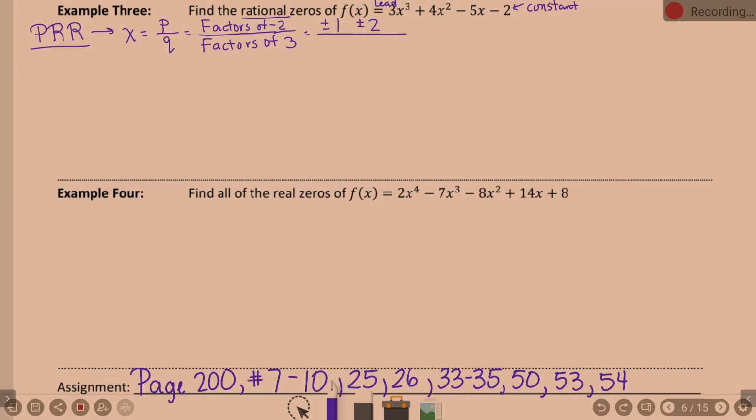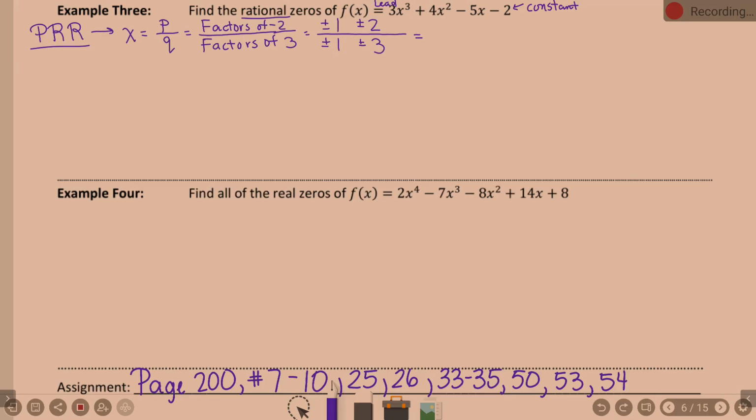Factors of 3. How do we multiply to get 3? Plus or minus 1, plus or minus 3. 1 times 3, yes? Nothing exciting here. Now, be careful with your list. There's a little bit more to the list this time, right? Yeah. Every numerator over every denominator.